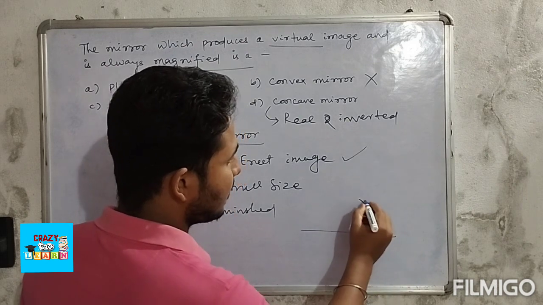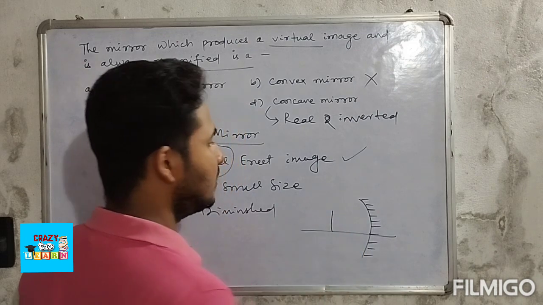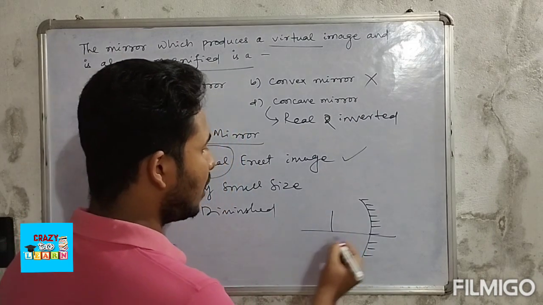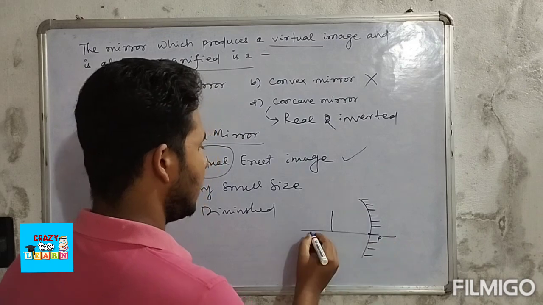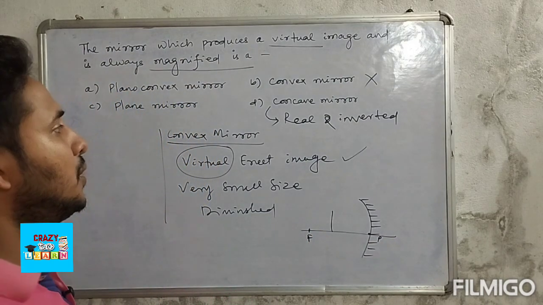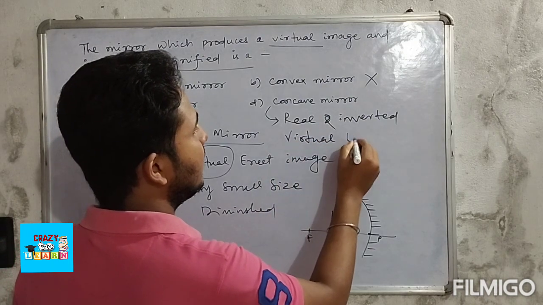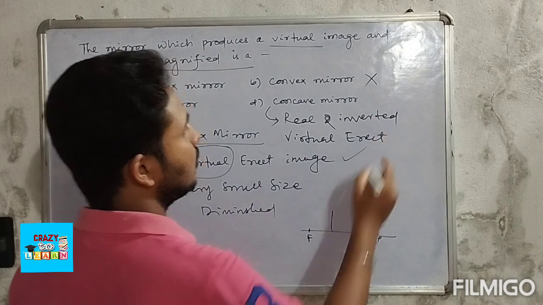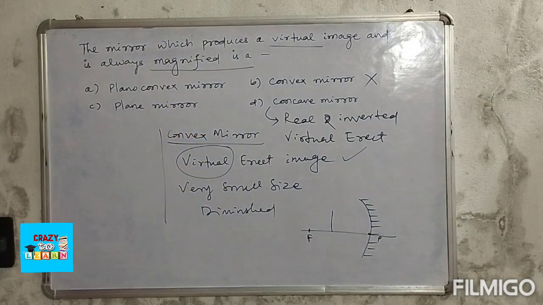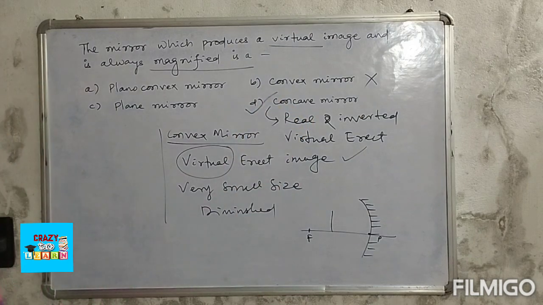If we take a concave mirror like this and the object is placed between pole and focus, in that case we will get a virtual and erect image which is always a magnified one. So which one is the correct option? The concave mirror is the correct option. Clear?